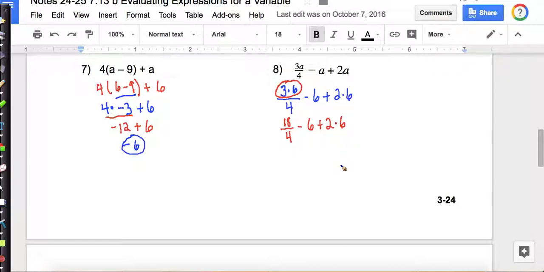So after we take care of grouping, we don't have exponents. Now we're looking for multiplication or division from left to right. So we just said this was division. So I'm going to circle that. I normally like to underline, but when I have a fraction, I like to circle it. So 18 divided by 4 is 4.5 minus 6 plus 2 times 6.